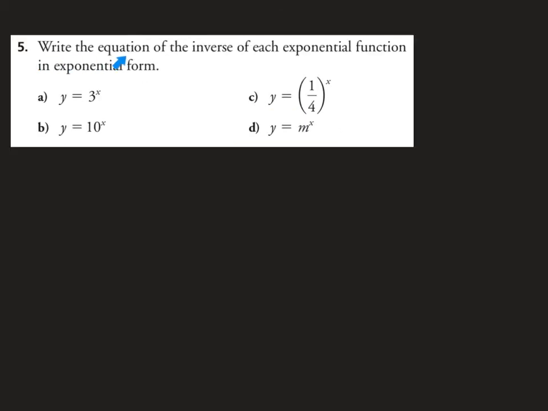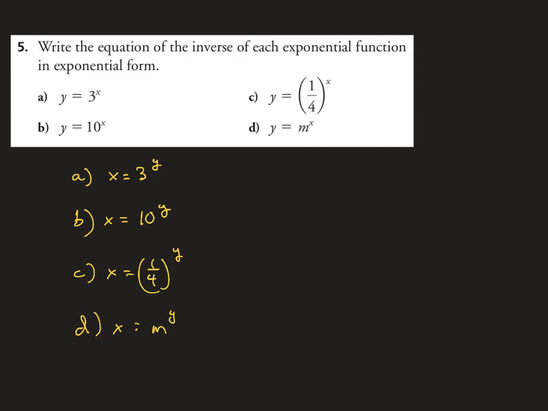All right, number 5, write the equation of the inverse of each exponential function in exponential form. So A, y equals 3 to the x. It's just going to be x equals 3 to the power of y. B, y equals 10 to the power of x. It's just going to be x equals 10 to the power of y. C, y equals 1/4 to the x, so x equals 1/4 to the power of y. And D, y equals m to the x. So you're going to get x equals m to the y.